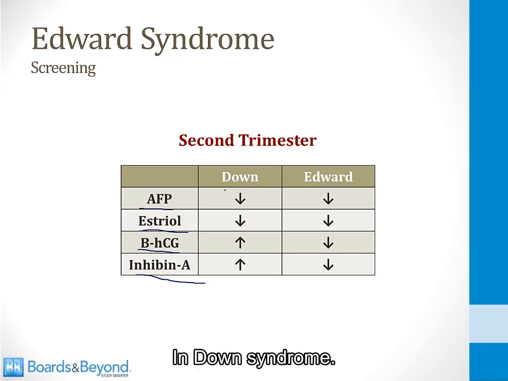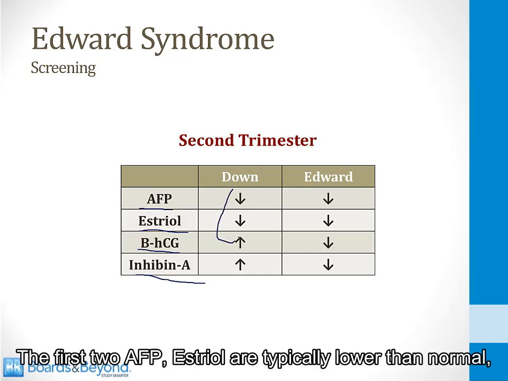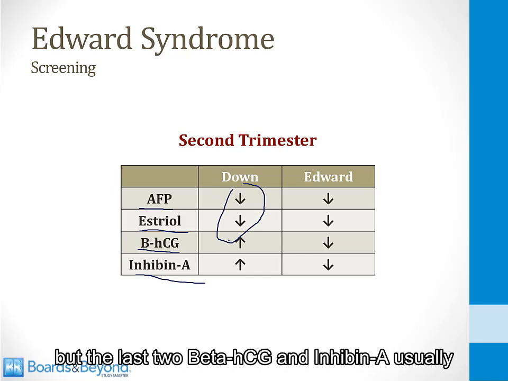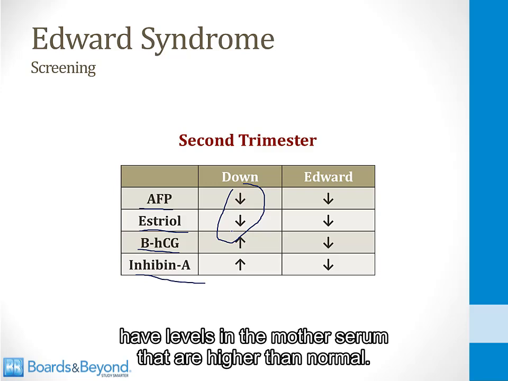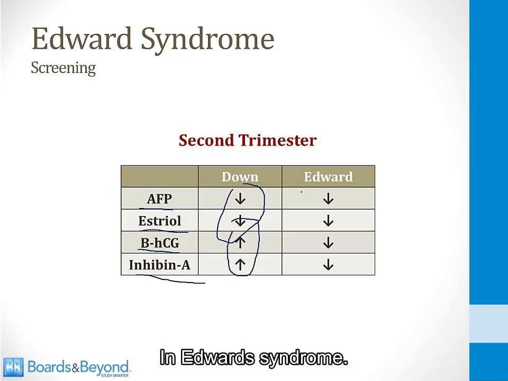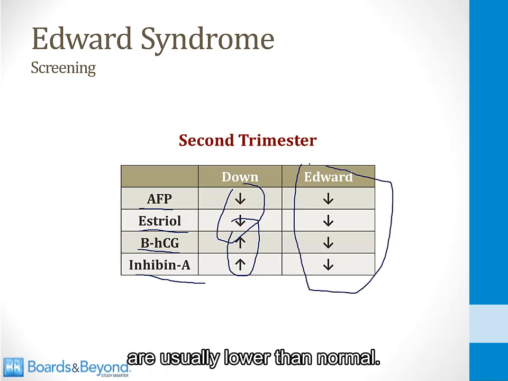In Down syndrome, the first 2, AFP and estriol, are typically lower than normal, but the last 2, beta-HCG and inhibin A, usually have levels in the mother's serum that are higher than normal. In Edwards syndrome, the levels of all 4 markers are usually lower than normal.